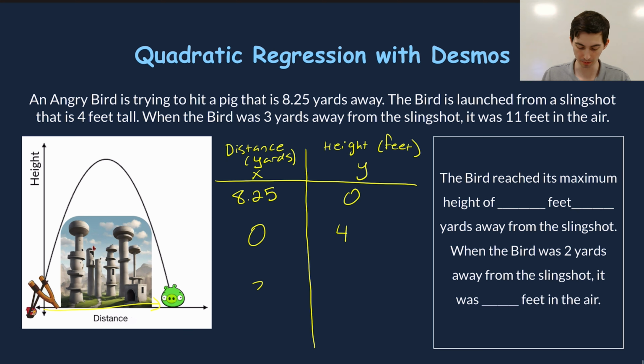We also know that when the bird is 3 yards away from the slingshot, it was 11 feet in the air. So now I've got these ordered pairs. Let's jump over to Desmos and see how we're going to plug these in.